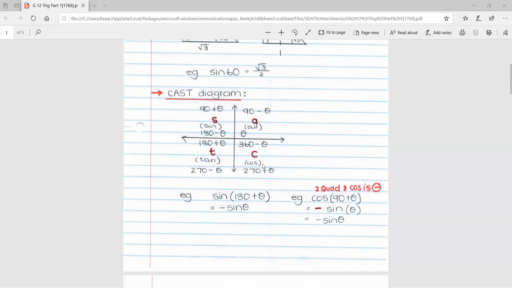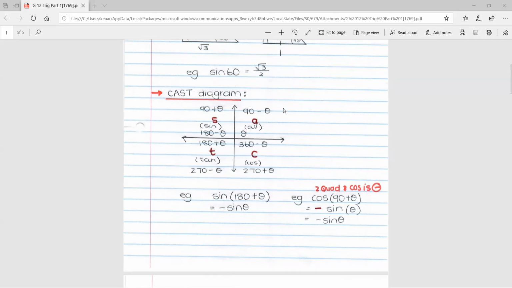Then we have the little reduction formulas that go with it. So in our first quadrant, the main ones would be theta, then 180 minus theta in the second quadrant, 180 plus theta in the third quadrant, and 360 minus theta in the fourth quadrant. You can also use 90 minus theta in the first, 90 plus theta in the second, 270 minus theta in the third, and 270 plus theta in the fourth.